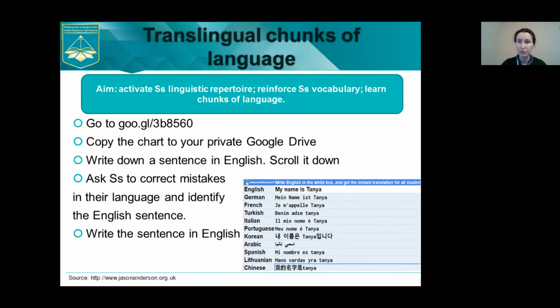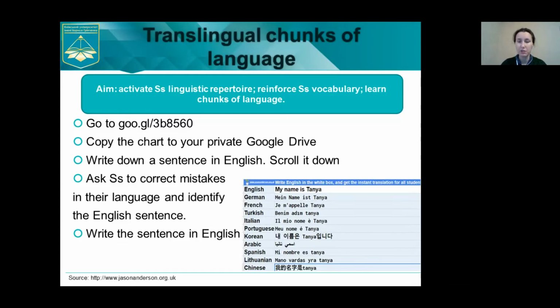So for this activity, teachers should download the Excel chart. The link is on the slide. They copy this to their private Google Drive, and they write down the sentence in English. You can see it in the corner of this slide. For example, my name is Tanya, and then the teacher scrolls down a little bit so that the English version is not seen by the students.